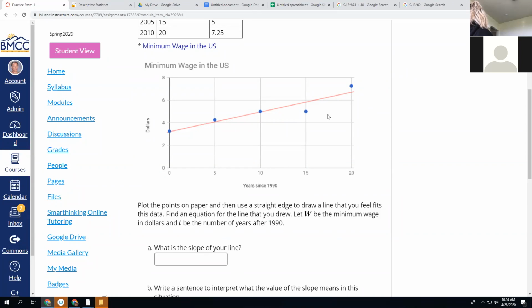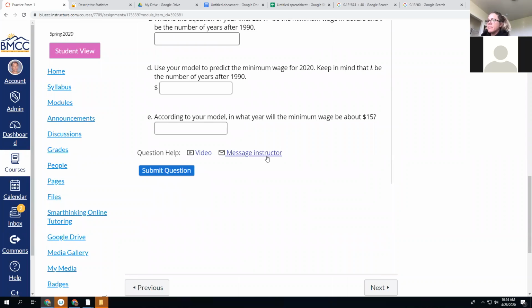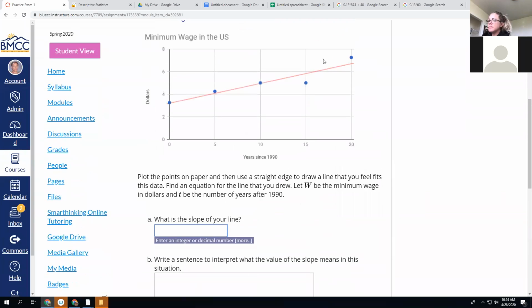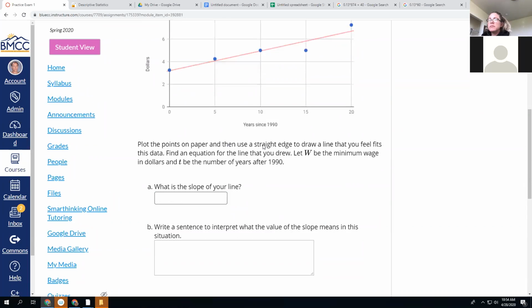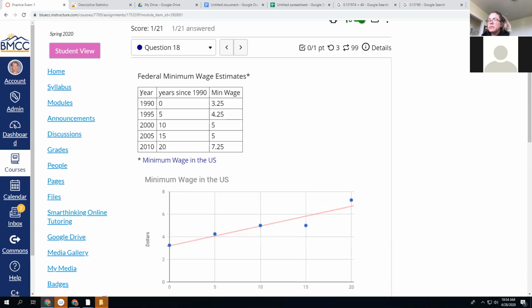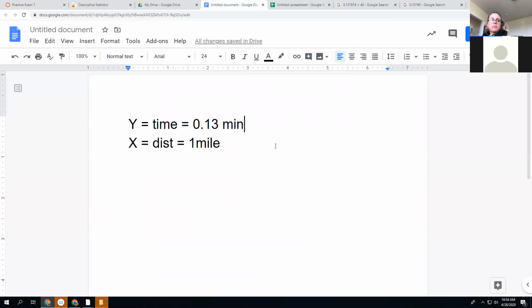There are multiple answers to this problem. I tried to make it so it accepted a bunch of different ones, but if you think you had a good equation and my system didn't like it, hit the message instructor button and tell me about it, and I'll take a look. I would pick the first point and the third point to come up with this. I'm going to do my best to sketch that out here. I'm going to copy this into my Word doc.